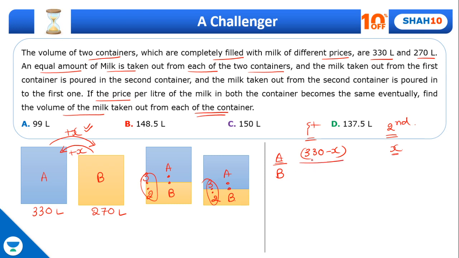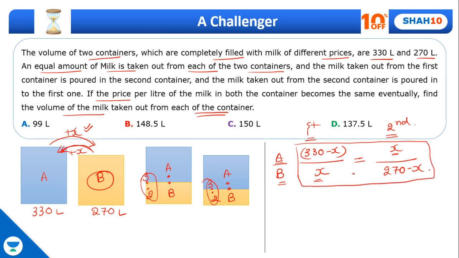Now, what will be quantity of liquid B in the first container? So we are pouring X liters in the first container. So quantity of liquid B in the first container will be X, and quantity of liquid B left in the second container will be 270 minus X, because we shifted X liters to the first container. So this is how we have, and as I mentioned earlier, the ratio has to be same. So you are getting this equation over here. Now we just need to solve this equation. So if I just simplify, I'll get X square equal to (330 minus X) into (270 minus X), right?